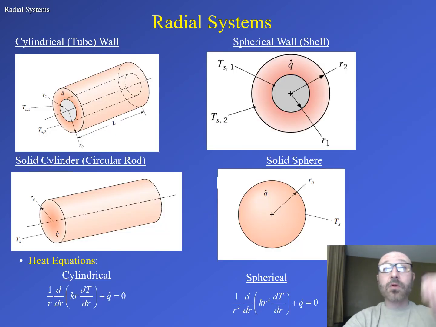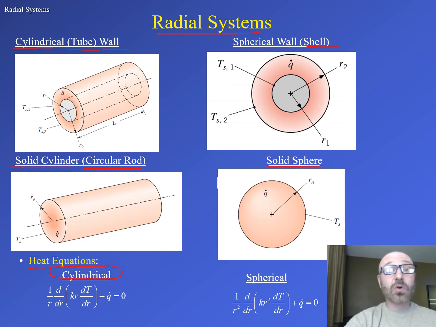So as we continue on with our radial systems here, we've been looking at two different types, our cylinder and our sphere. With the cylinder, we had two different types: our cylinder wall, or our tube, and our solid cylinder, or our circular rod. Then for our sphere, we had the spherical wall, or a shell, and our solid sphere right there.